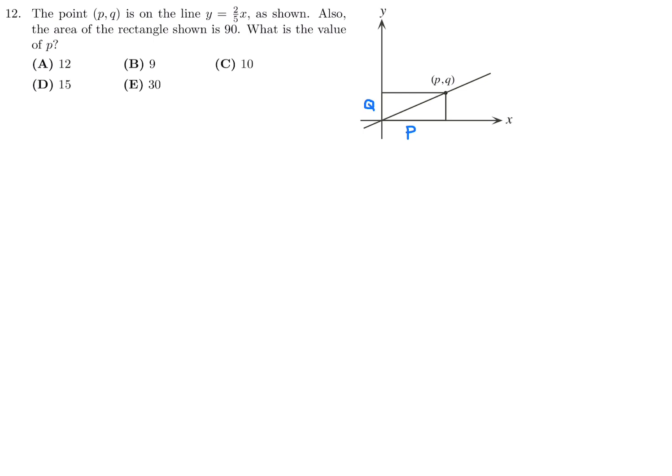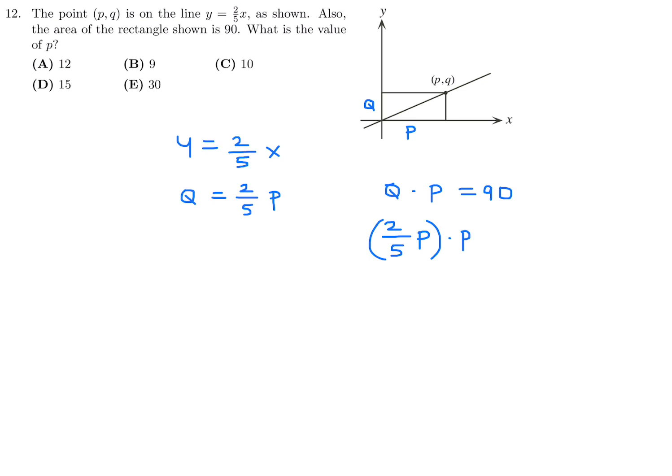Now they have said that the area of that rectangle is 90, so that means Q times P is equal to 90. Now this point PQ is on this line, y is equal to 2 over 5x, so PQ satisfies that equation. So when y is equal to Q, x is equal to P. All I've done is substitute that point into this equation. Well, Q is equal to 2 over 5P, so instead of Q, I'll write 2 over 5P, and then multiply that by P.